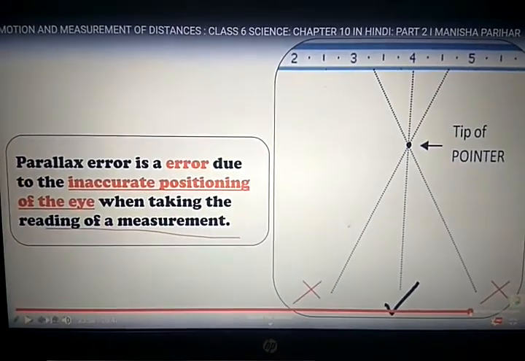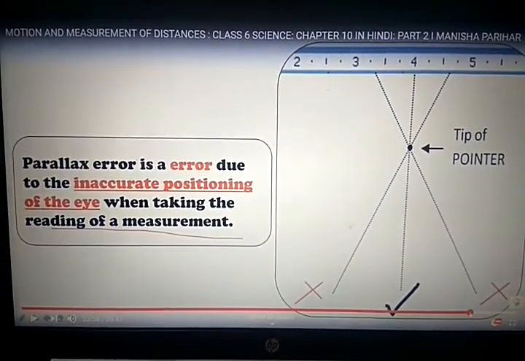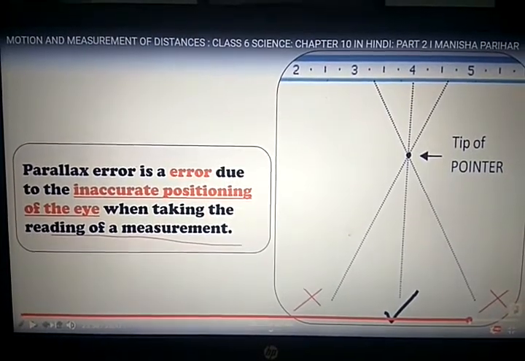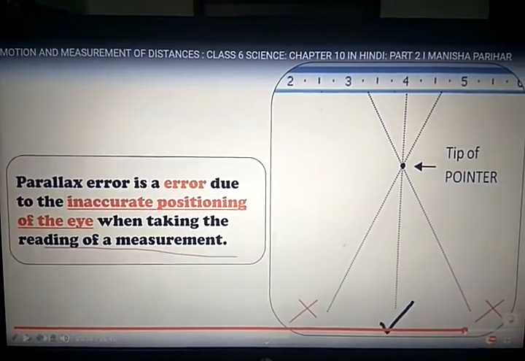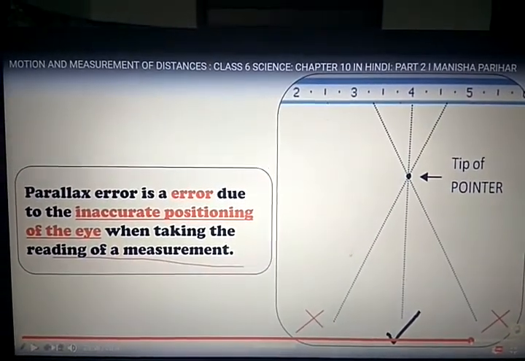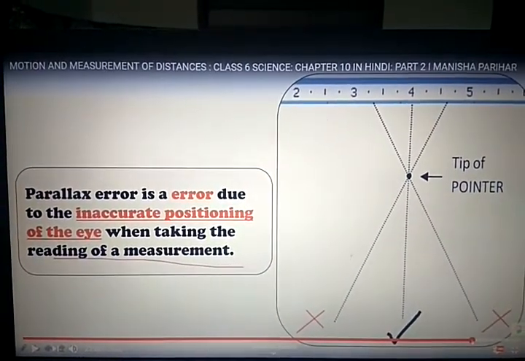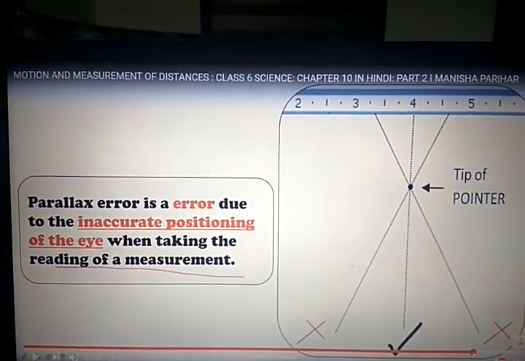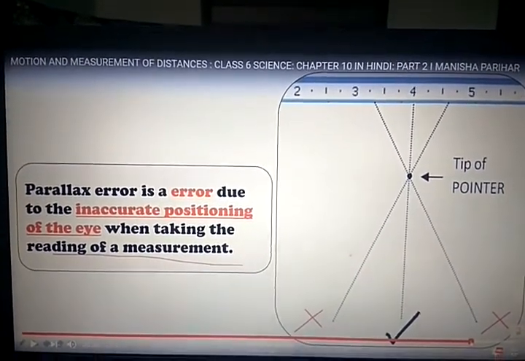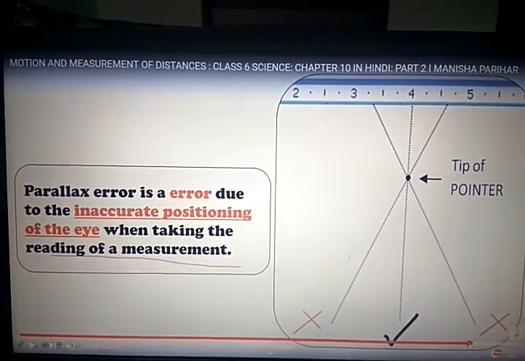Parallax error is the error due to inaccurate positioning of the eye. So when taking the reading of measurements, boy B is taking the correct measurement, but boys A and C have an error, and that error is known as parallax error.